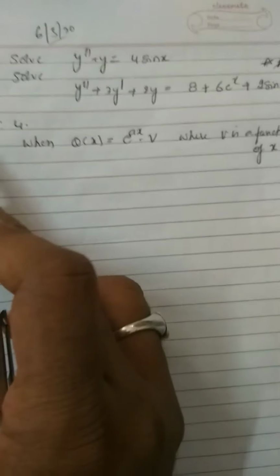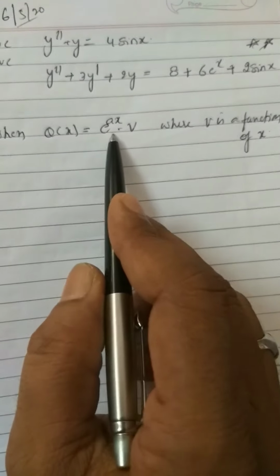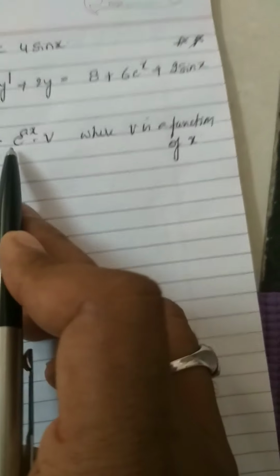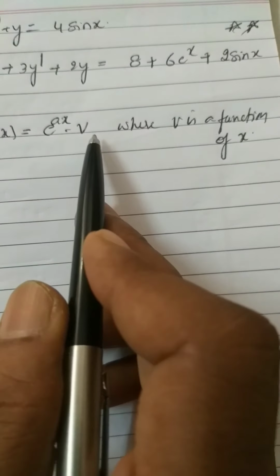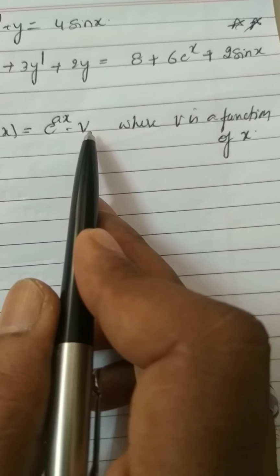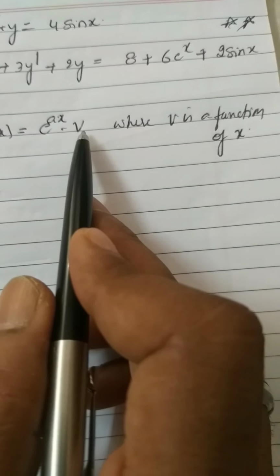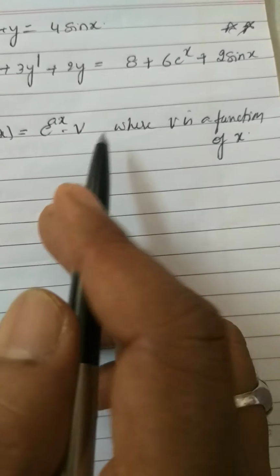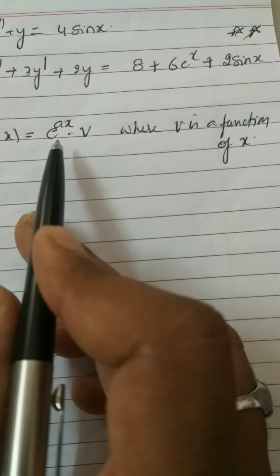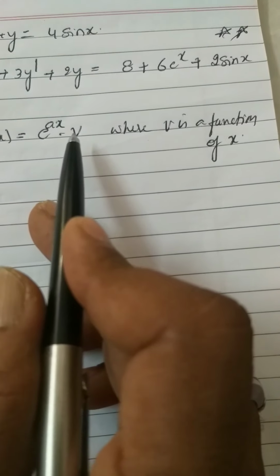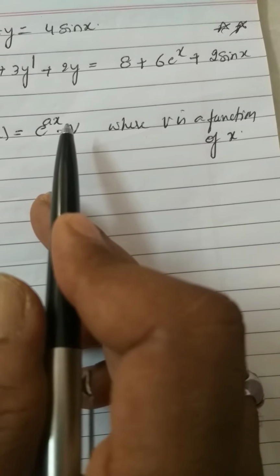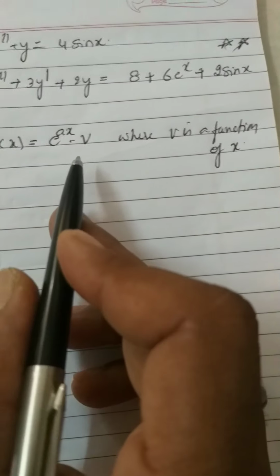Now, the next method is when Q of x is equal to e power ax into v, where v is a function of x, a product of two functions. One is an exponential function, another is v. Here v may be a trigonometric function, or a polynomial, or some other function. First one is an exponential function and the other function is a trigonometric or polynomial function. Now in this case, how are you going to find the particular integral?